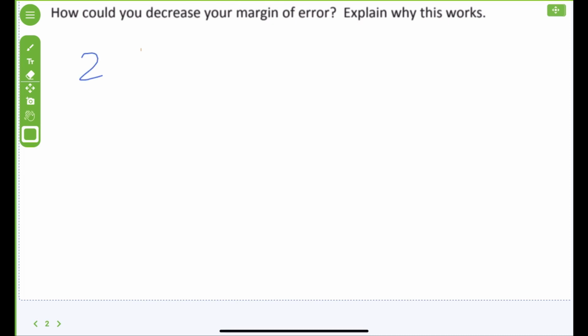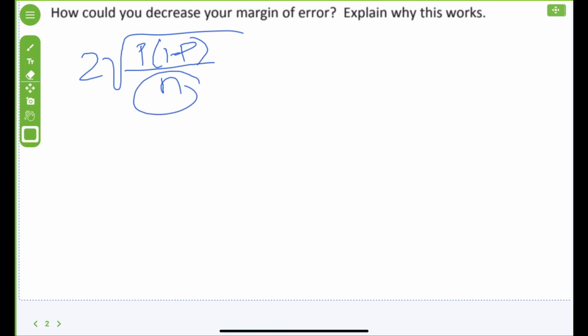Let's look at our formula. What's n represent? What does n represent? N is what in the formula? Number of samples, right? So as that goes up, what's going to happen?